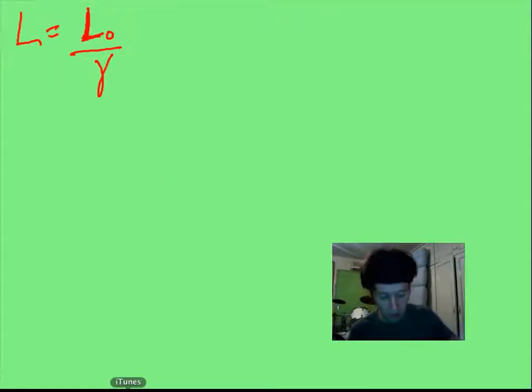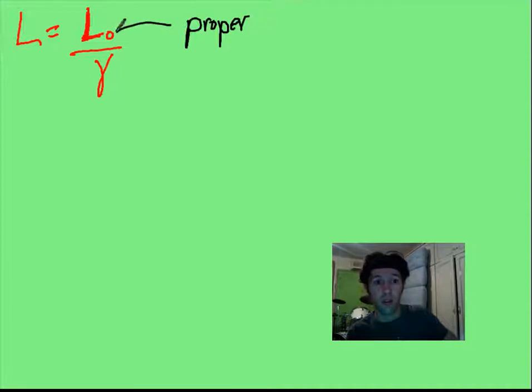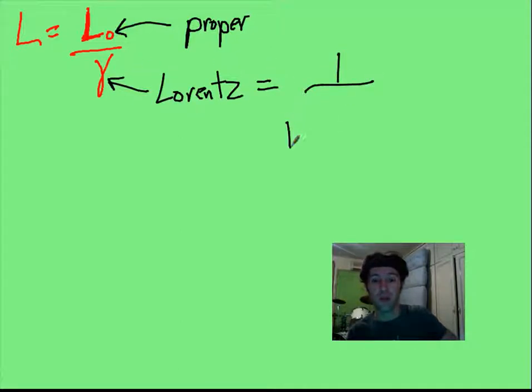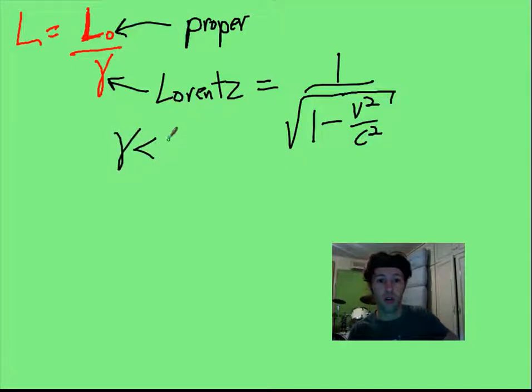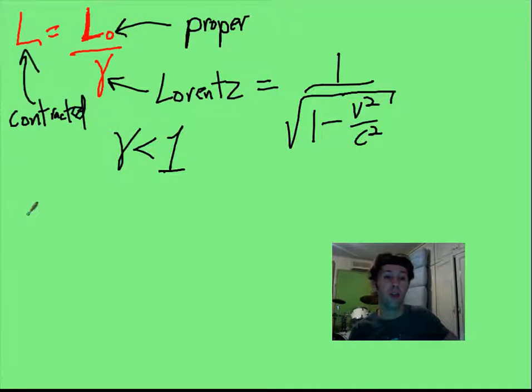The equation for length contraction is going to be pretty similar to the time dilation one, where this will be proper length here. This is your Lorentz transformation, which hopefully you remember as being equal to the square root of 1 minus v squared over c squared. And remember, this is always greater than 1. So if you divide the proper length by a number greater than 1, the contracted length, which is this here, will be shorter than the proper length.